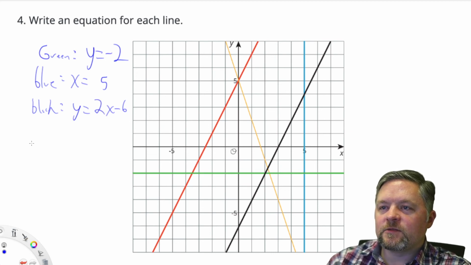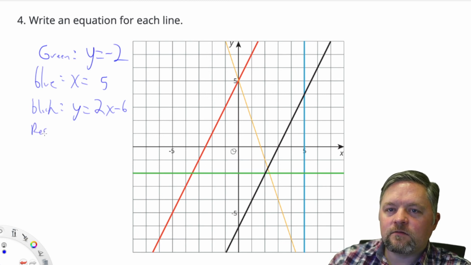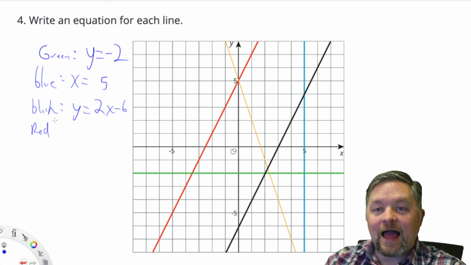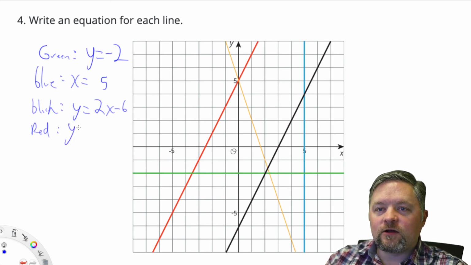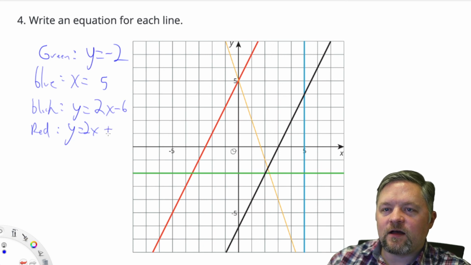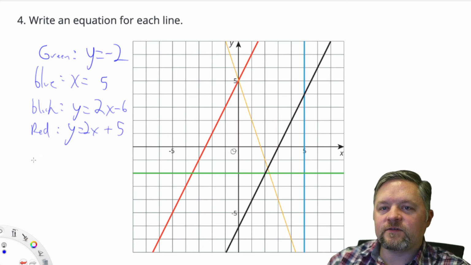Now, I'm going to do red. Why do you think I'm doing red next? Well, that's because red has the same slope as black. So I already know it's going to start out with y equals 2x. How do I know it's the same slope? Those two lines are parallel. Up 2 over 1, up 2 over 1. What's the y-intercept? Looks like 5, plus 5 is our b.